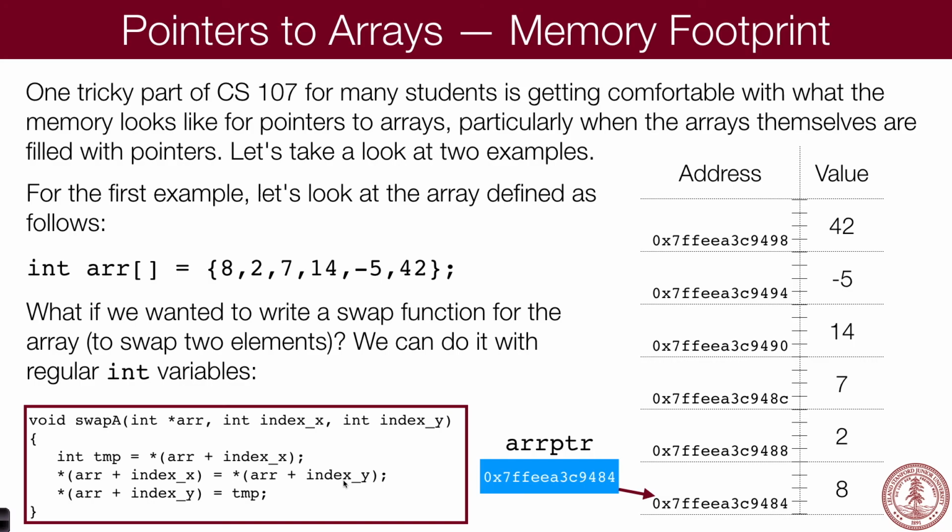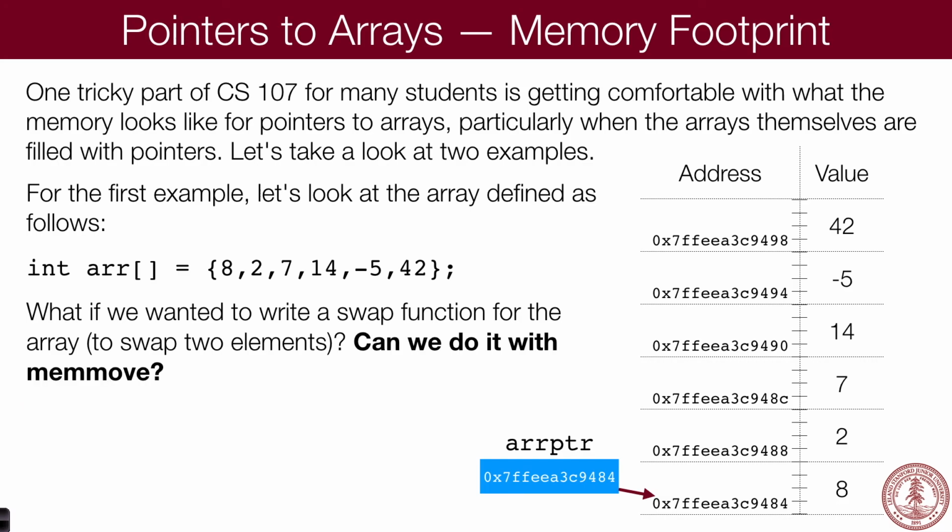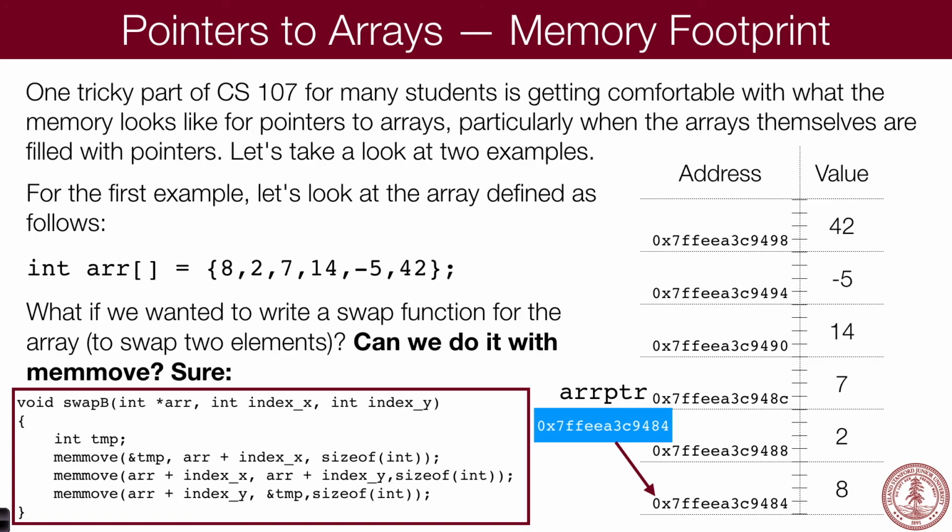Could we do this swap function using memcpy or memmove? Sure we could. Your next question is going to be, why would we care? But bear with me on this. We could do this with memmove. We could say, take in the array, take in the two indices, and then use memmove to actually move 4 bytes from the original x into temp, from the original y into x, and then from temp into y, using those 3 memmoves there.